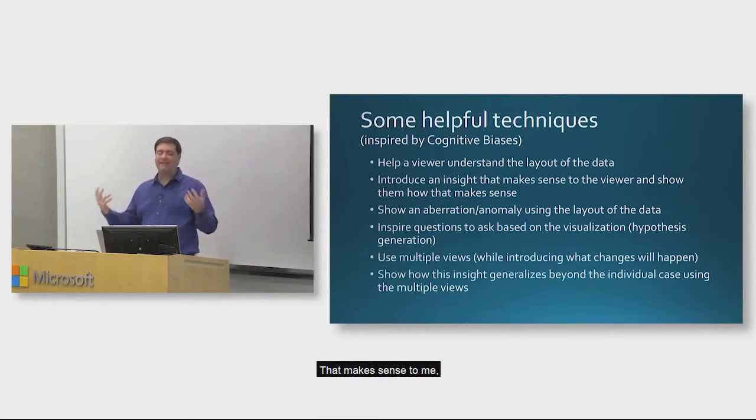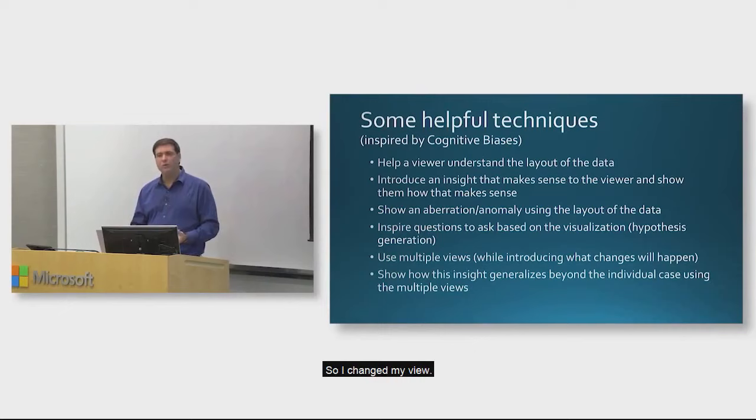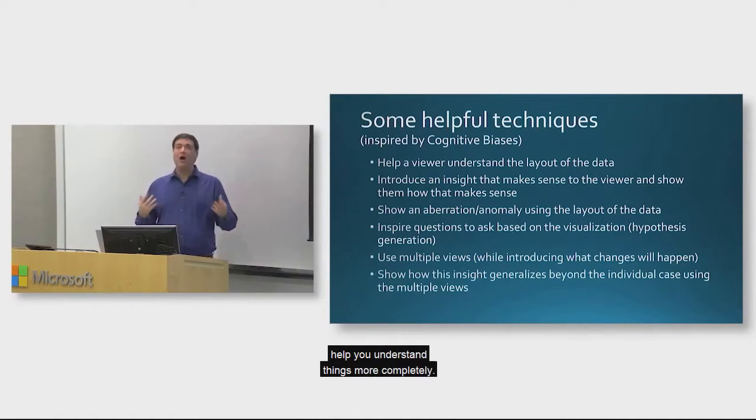But I wanted to see, does that anomaly generalize? Is that just a complete anomaly, or is it really a trend? So I changed my view. I looked at all of the anomalies that were all together, and then I saw that that insight generalizes. And these were all things that I did step by step in this story to help you understand the data and the context of the data and how it works. And I think that's really important to help you understand things more completely.